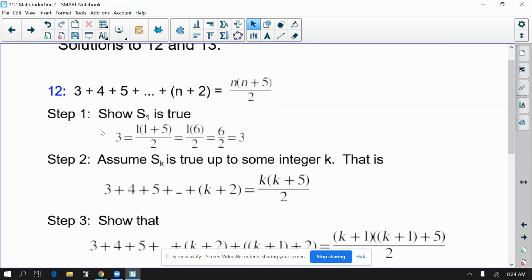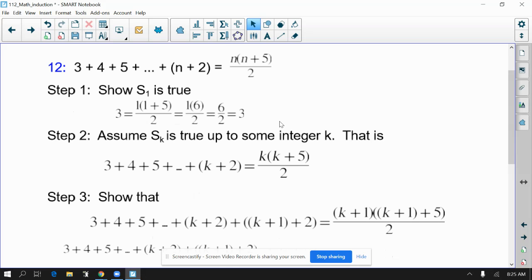There are 3 steps. You have to show that it works for step 1, and step 1 means when n equals 1. Well, when n equals 1 over here, you've got 1 times (1 plus 5) divided by 2, which is 6 divided by 2, which is 3. On the left side of the equation, when n equals 1, you just have 3. So, of course, 3 equals 3. So step 1 is done.